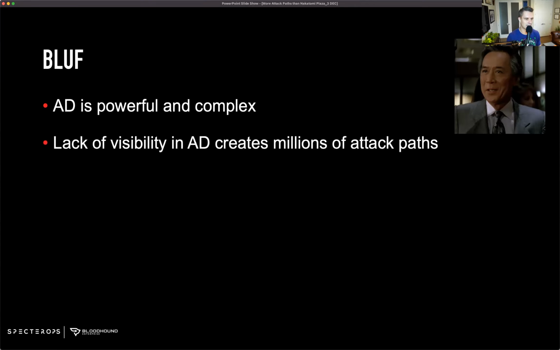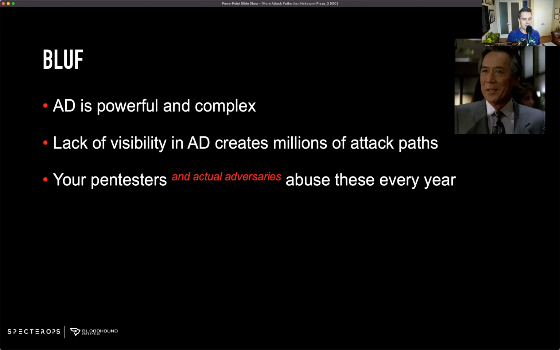So bottom line up front for the executives, if you take nothing else away from this talk, you can just walk away with the information on this slide. Active Directory is incredibly powerful, and it's also incredibly complex. It has an extreme lack of visibility that can create millions, and I don't use that number hyperbolically, millions of attack paths, and we'll again get into why that is here in a bit. Your pen testers and probably some actual adversaries are abusing these every year. In some cases, even the same path year over year.